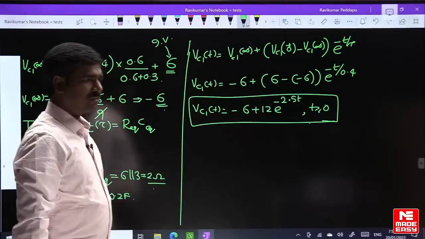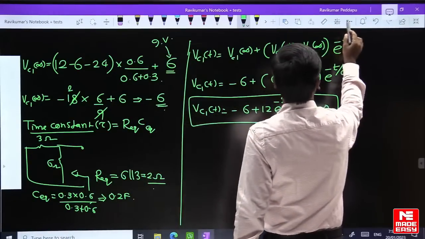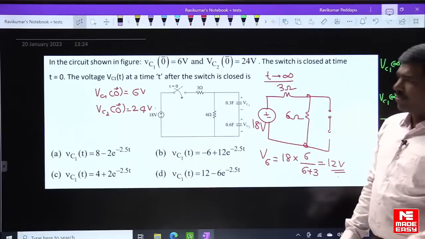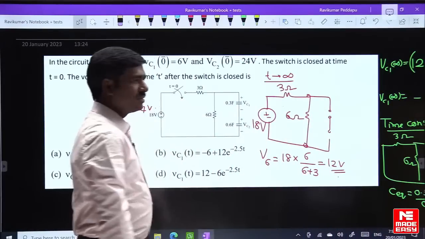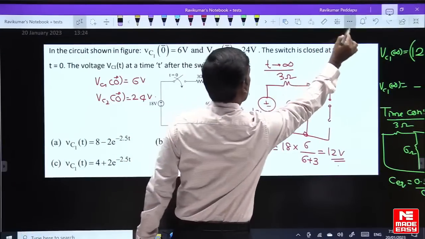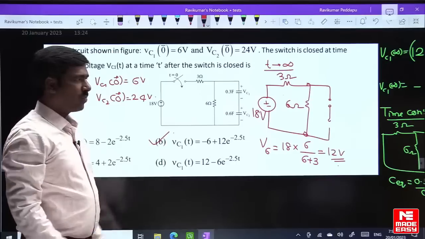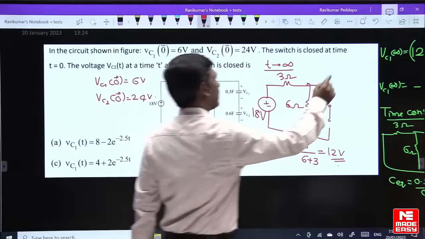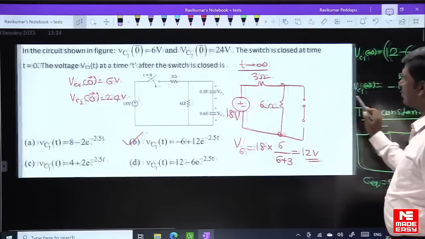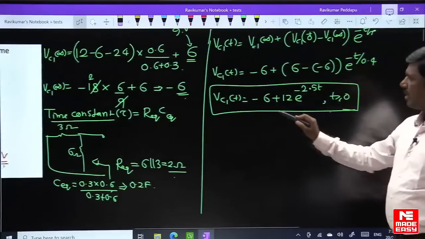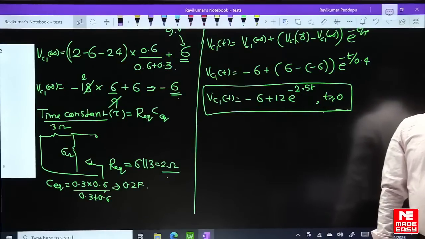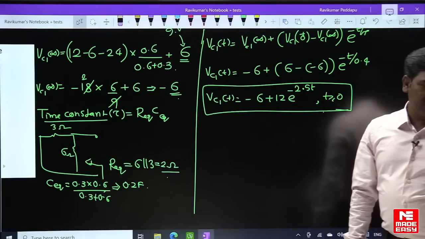This option is correct. So option A is not correct. Most of the members, I think, have given the answer as option A, but option B is correct. Vc1 of t is equal to minus 6 plus 12 e power minus 2.5 t. Just check it. Ankit Karg has given the correct answer only.